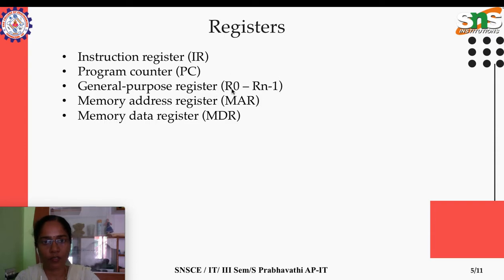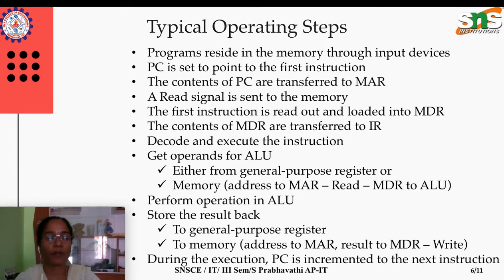These registers are used to hold the values. And we have the memory address register and memory data register, followed by the typical operating steps. It's quite important to know how a single instruction is fetched from the memory and gets executed. Okay, so it seems to be numerous steps for the computer system to execute a single instruction.